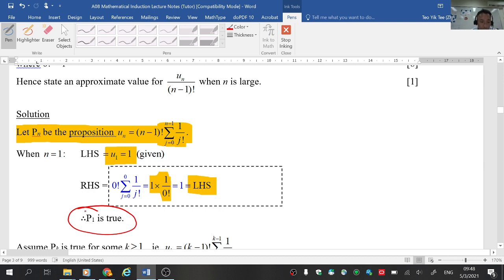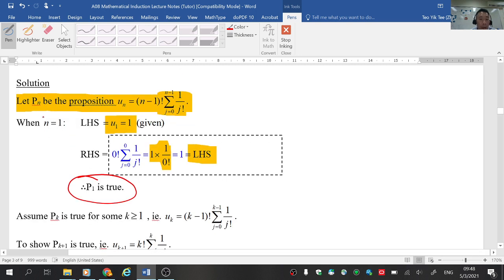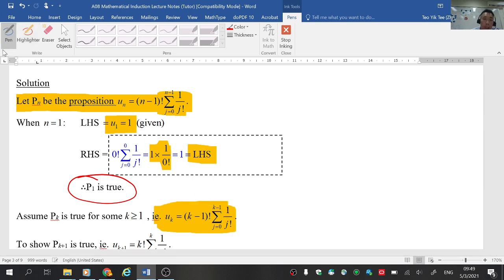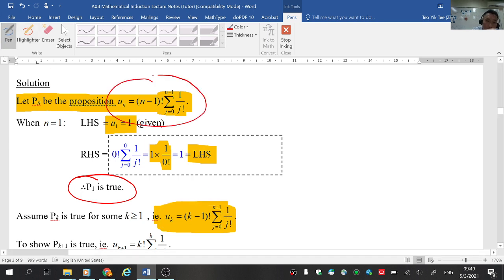Step number 2, make an assumption now. Assume Pk is true for some k value greater than or equal to 1. So the assumption is that uk is going to be this result. Again, take note, it is exactly the same as your proposition. The only difference is that I'm replacing n by k.